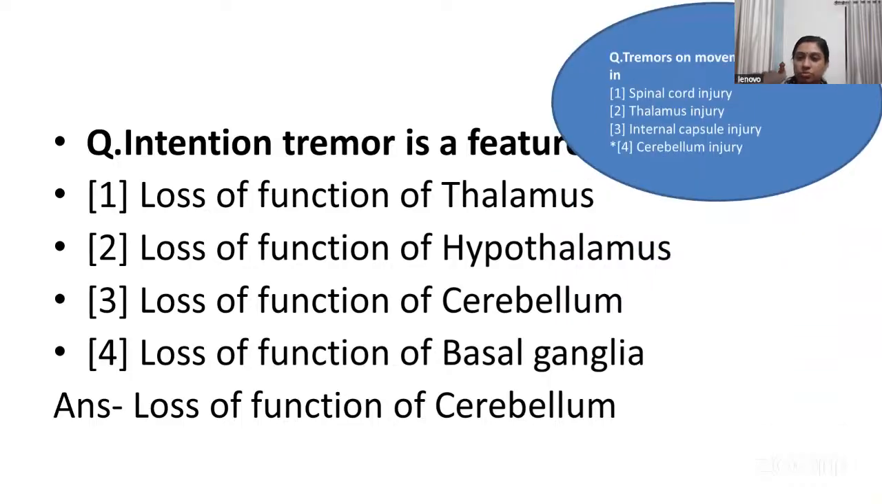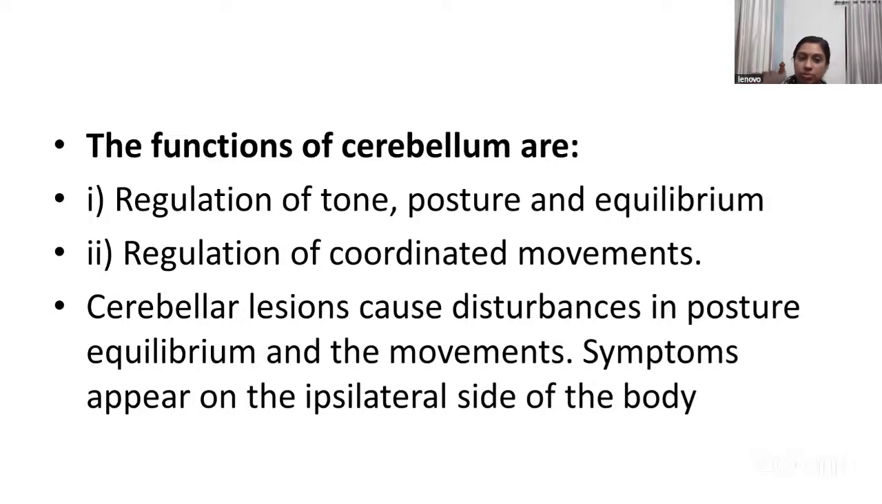So, this is another question. Tremors on movements. Tremors on movements is seen usually in cerebellar injury. So, what are the functions of cerebellum? Regulation of tone, posture, equilibrium, regulation of coordinated movements, etc. are the functions of cerebellum. So, the cerebellar lesions, they cause disturbances in the posture, equilibrium maintenance, and movements. Also, the symptoms are occurring on the ipsilateral, or the same side of the body. Balance will be affected, equilibrium, posture, tone of the muscle, etc. are affected in cerebellar lesions.